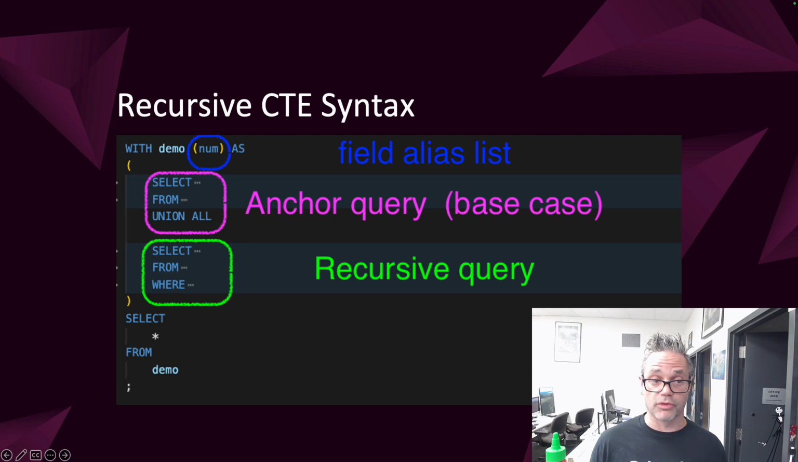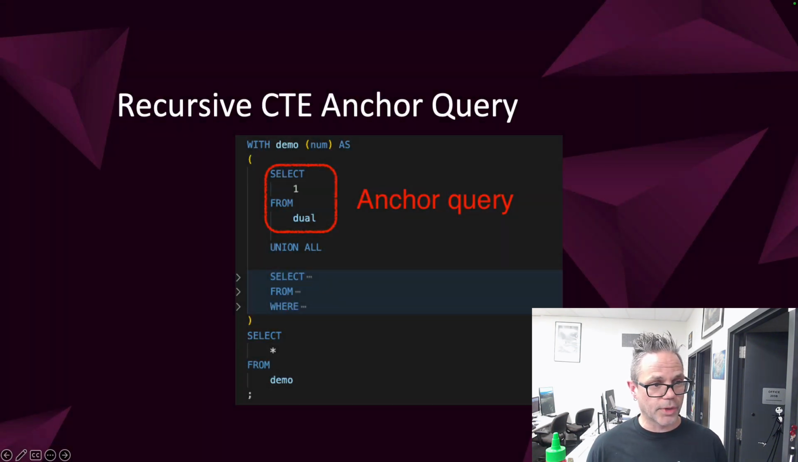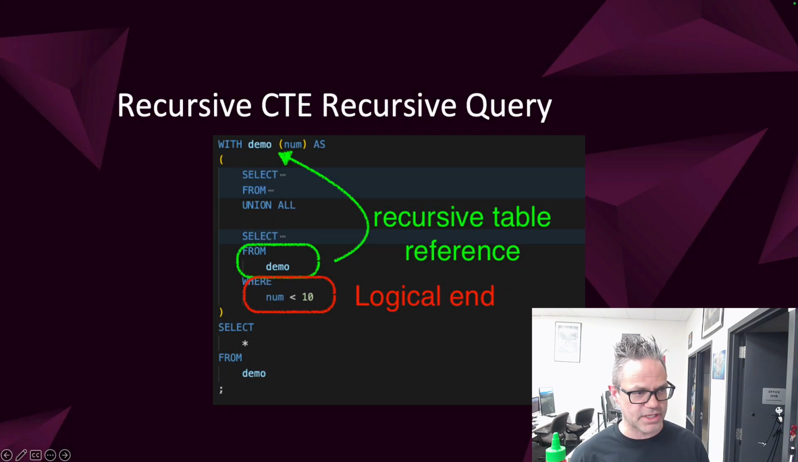So let's take a little bit deeper look at that. For the anchor query, I'm going to select one from dual, because I'm working with Oracle. If I want to do an empty query, I have to use the dual table for that. And then I have my union all for that anchor query. And then we have our recursive query. I'm going to collapse that down and select whatever I'm working with from demo where the num, that reference back to that recursive table, is less than 10. So I'm working with the table I've defined up above in that CTE, and my reference to my field num in this case for my logical end, I'm going to go until it's less than 10.